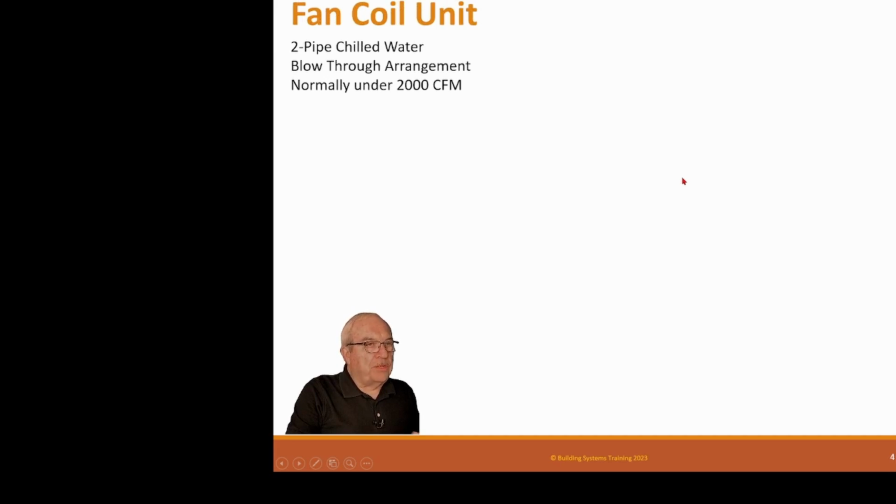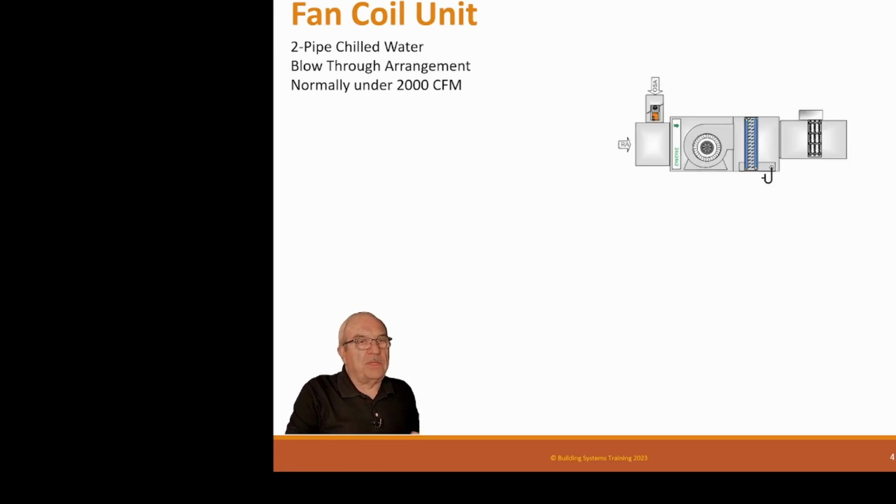It's a blow-through arrangement, normally under 2,000 CFM. It can be larger, but normally these are small fan coils for small spaces. And these units have a filter system, a blower, a cooling coil, and may have an electric heater if it needs heat. If it's cooling only, it'll just have a cooling coil. And it can have an outside air intake, which will have a damper on it to be able to modulate or operate between unoccupied and occupied.